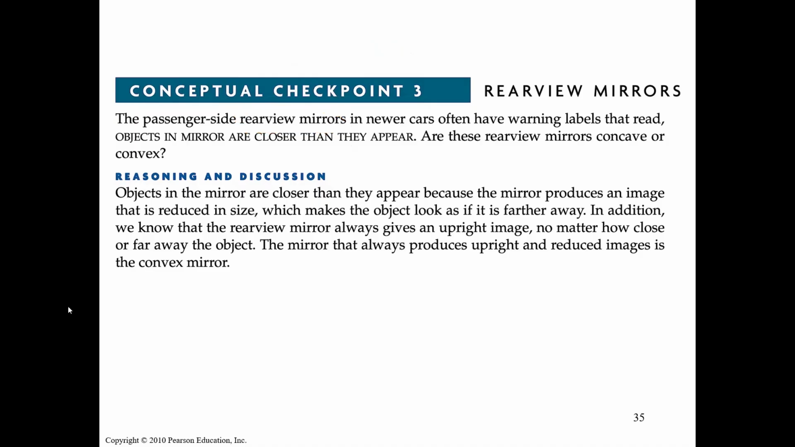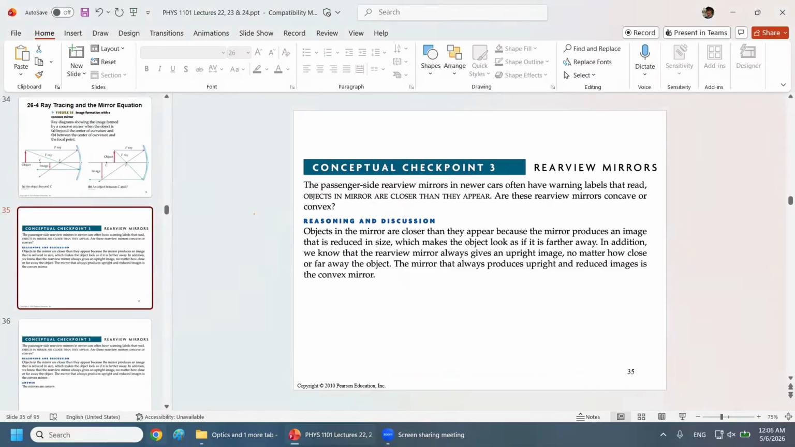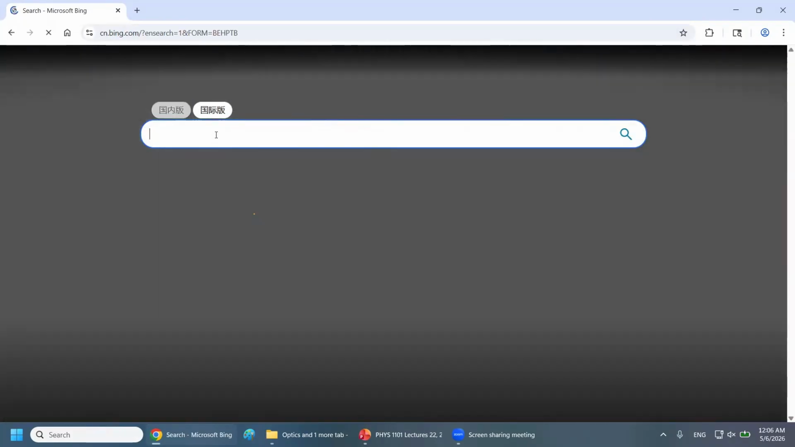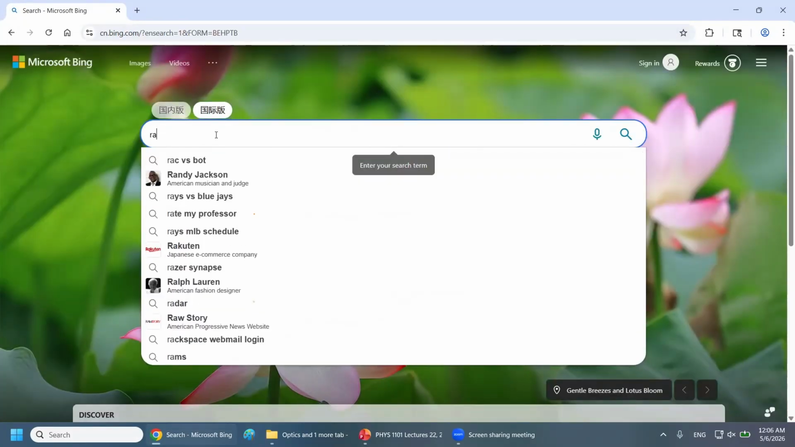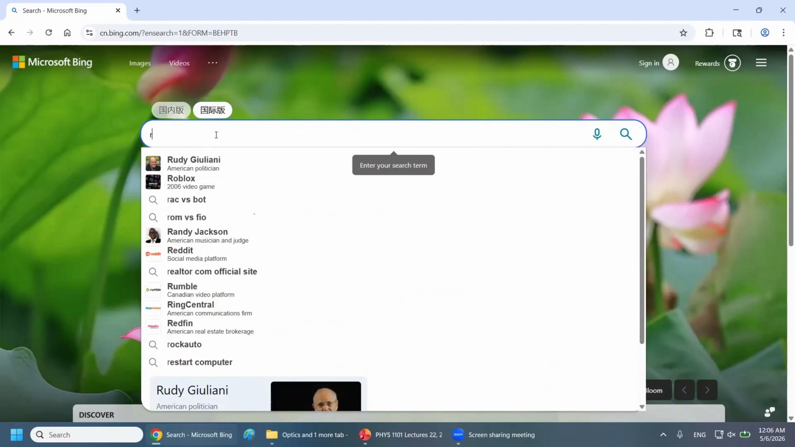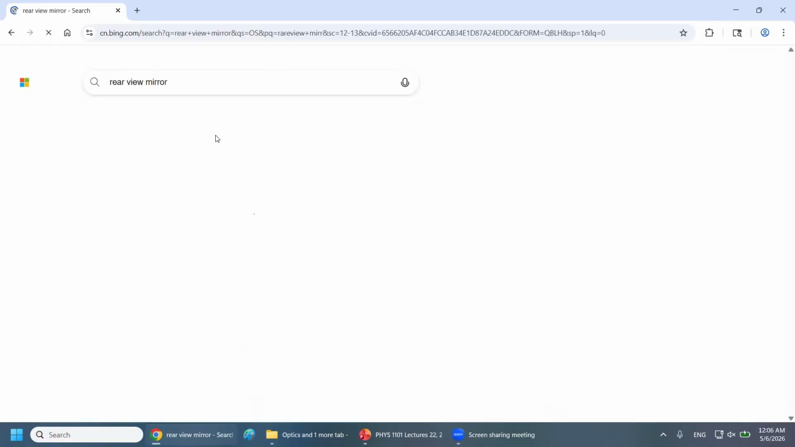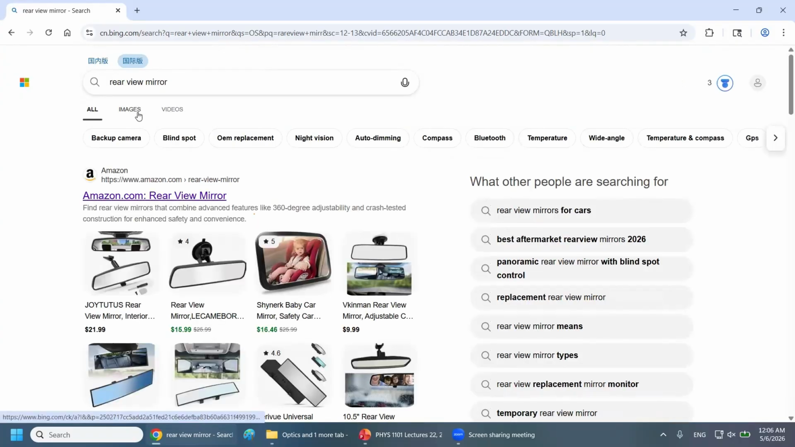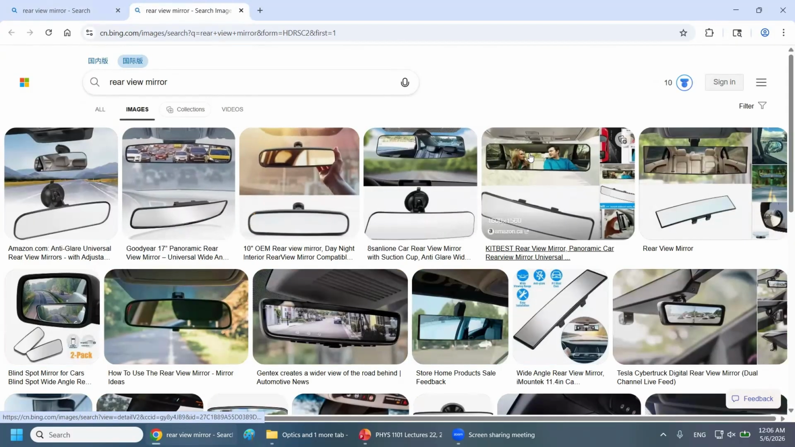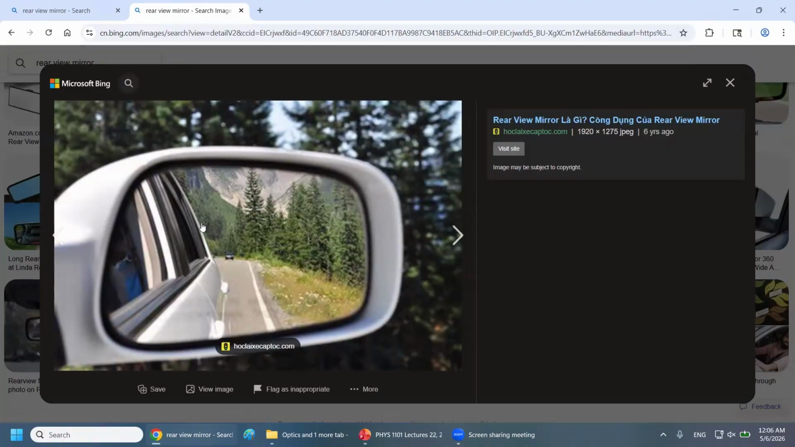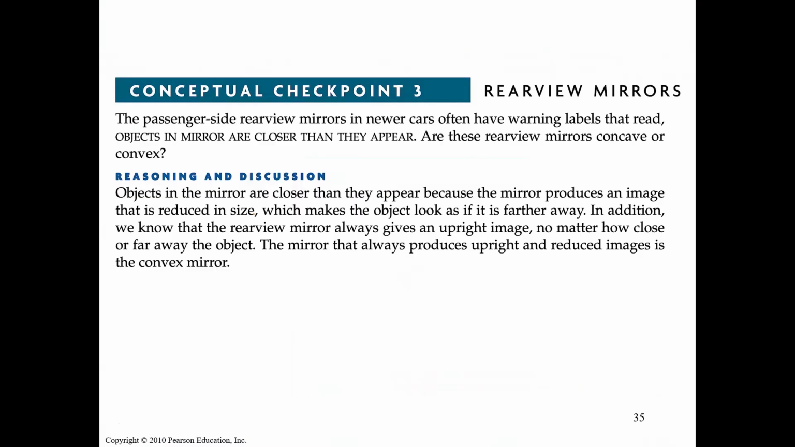If you sit in the car and you look at the side mirror, you can see some cars in there. Maybe I should go online to show you this. Rear view mirrors. Let's see, you can see some images. Those rear view mirrors are forming an upright image. The world is not upside down inside this rear view mirror. So what does this tell us?